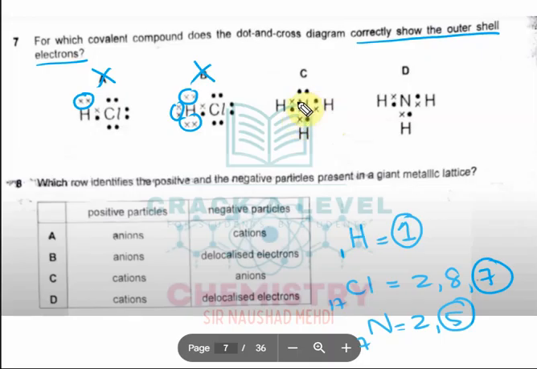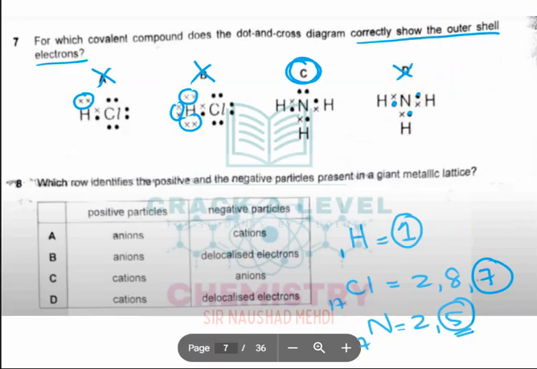So this is the correct dot and cross diagram. The outer shell is also complete. So option C is the correct answer. And why not option D? Because in option D you can see nitrogen is having only 3 electrons, 1, 2 and 3, although it has 5 electrons in the last shell. So this is also incorrect.